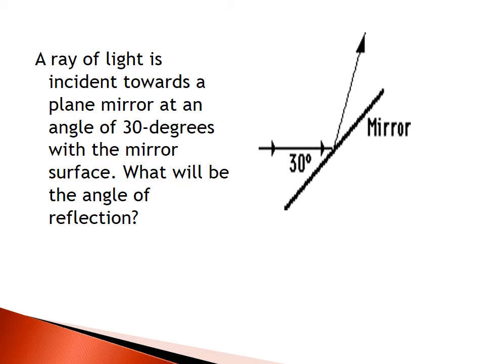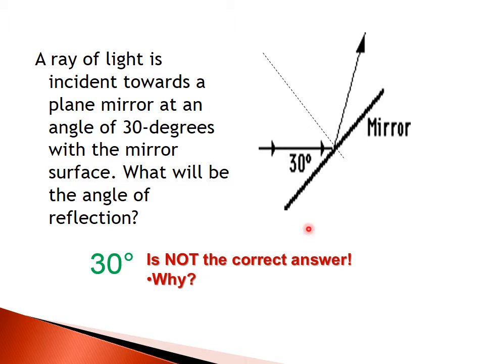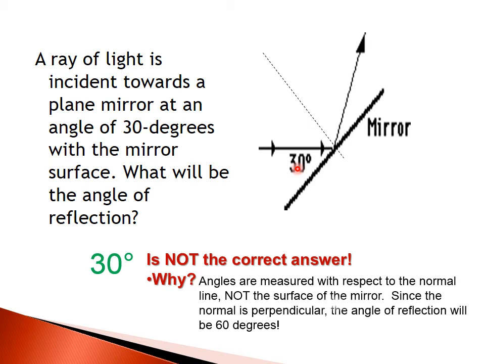So a ray of light is incident towards a plane mirror at an angle of 30 degrees with the mirror surface. What will be the angle of reflection? If you said 30 degrees, that would be incorrect. The reason why is the normal line is perpendicular, and that's right here. So if you think of this angle right there as 90 degrees, then the angles of incidence and reflection are going to be 90 degrees minus 30, which will be 60 degrees. So it'll be this angle up here or this angle over here. Again, measured against the normal line, not the surface of the mirror.